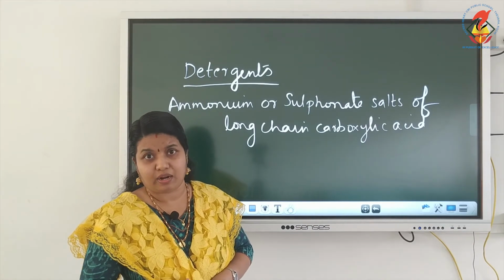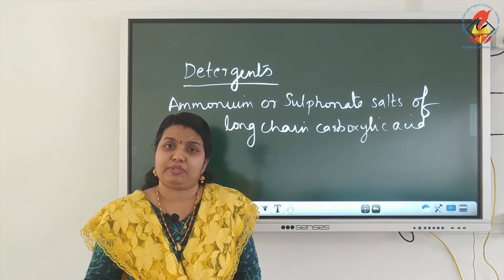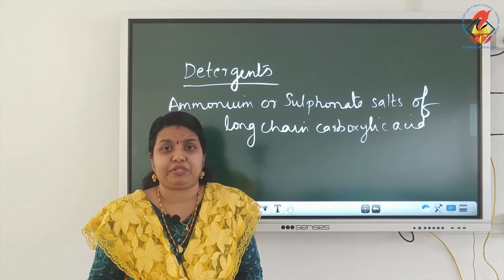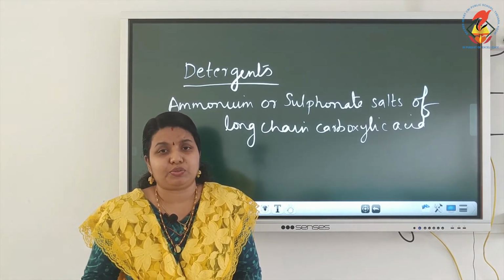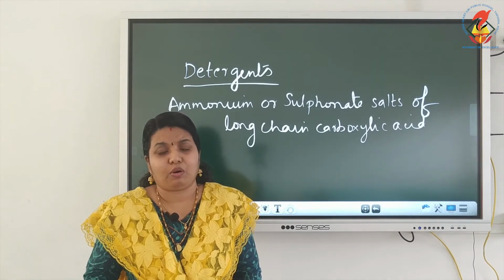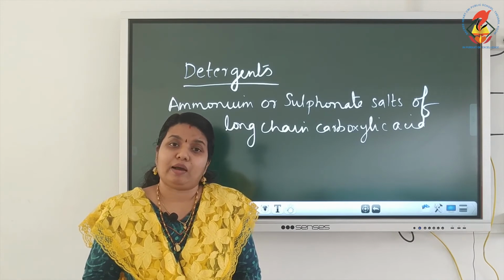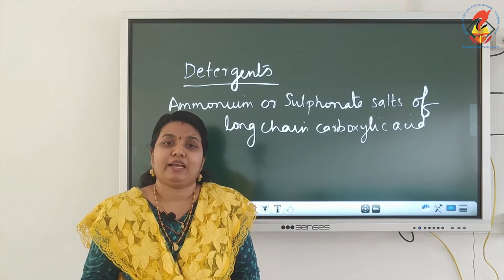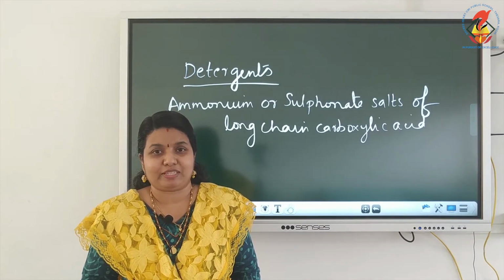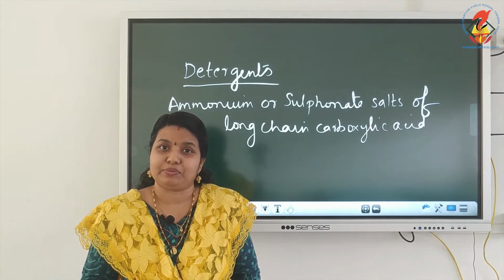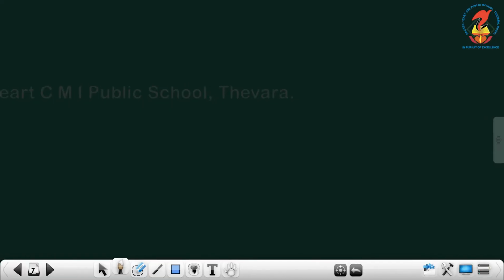Soaps are not effective in hard water because, instead of acting upon the dirt, when soap is added to hard water, it reacts with the calcium or magnesium salts present in hard water to form a precipitate called scum. So, this leads to wastage of soap. This is overcome by making use of another class of compounds known as detergents. Detergents are ammonium or sulfonate salts of long chain carboxylic acids, and they do not form precipitate with the calcium and magnesium ions present in hard water. So, they are effectively used in hard water also. Okay. So, now we will see the differences between soaps and detergents.